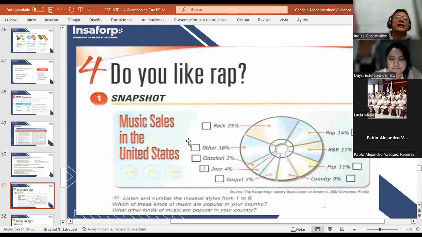Okay, this survey is based on the United States. Music sells in the United States. Rap sells 25%. Rock sells 14%. R&B sells 11%. Pop 11%. Country 9%. Gospel 7%. Jazz 4%. Classical 3%. And other 16%.